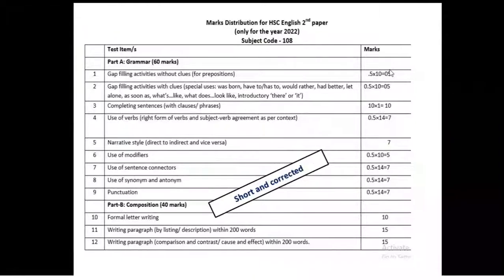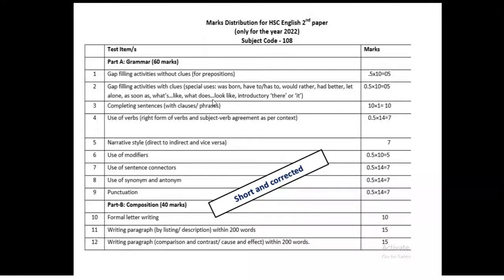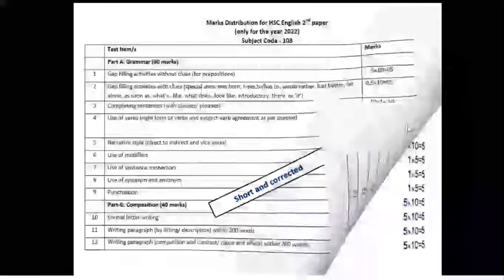We also find some changes in second paper, and here you find the short and corrected syllabus. In the grammatical part, that is in part A, you find 9 types of question, and previously there were 12 types of question. And in the composition part, in part B, you find only 3 types of question here. Let's see the changes.